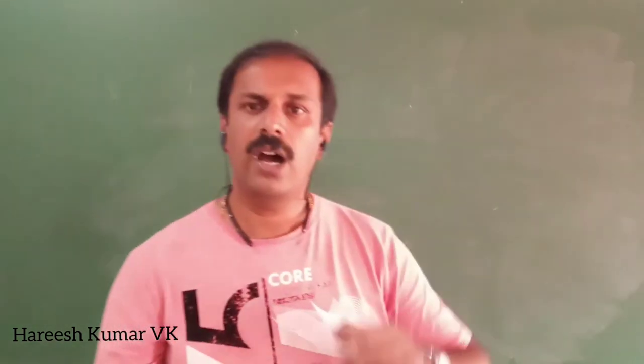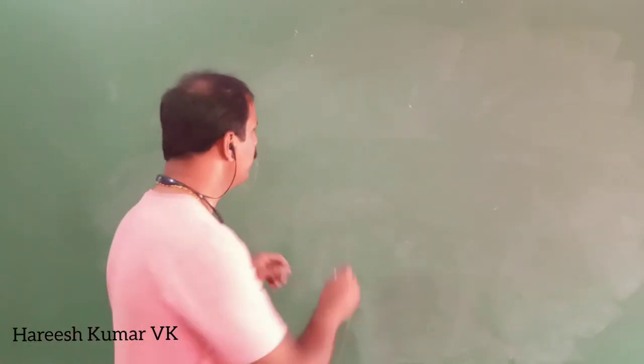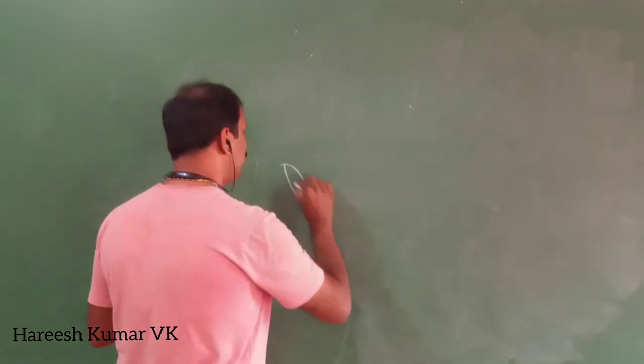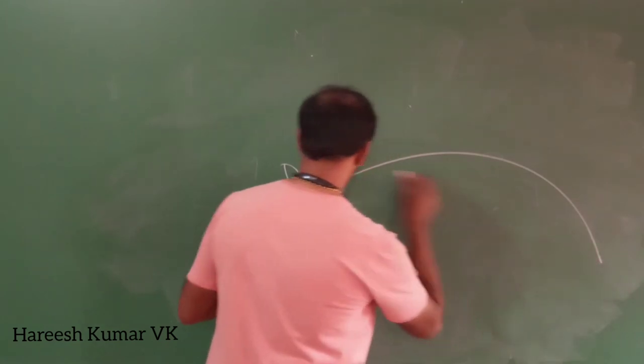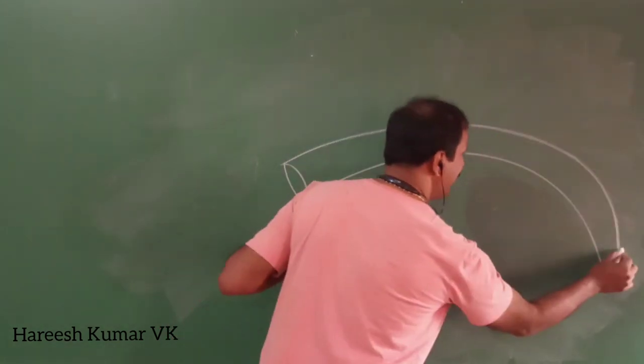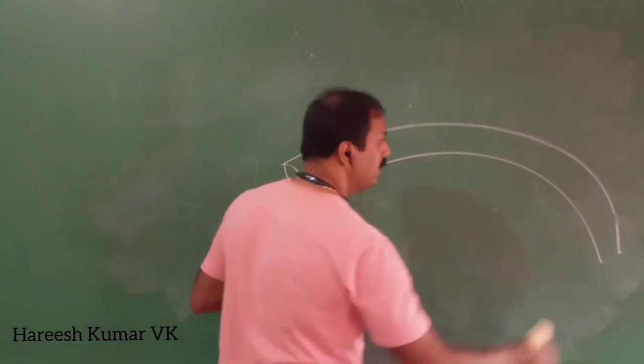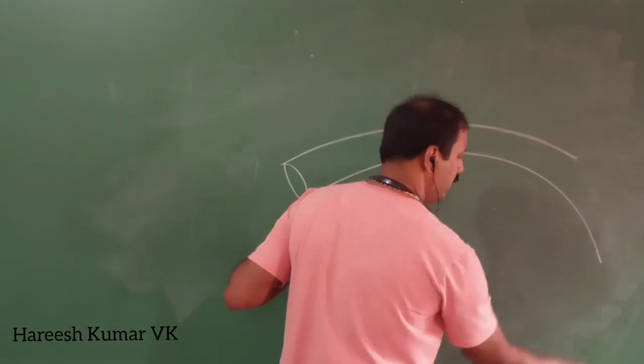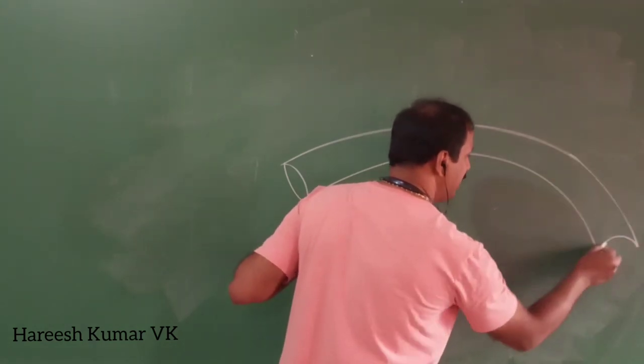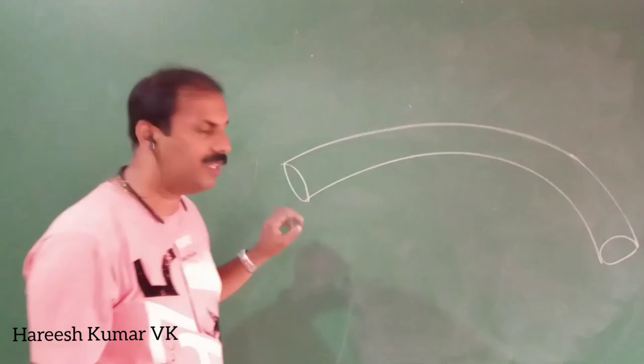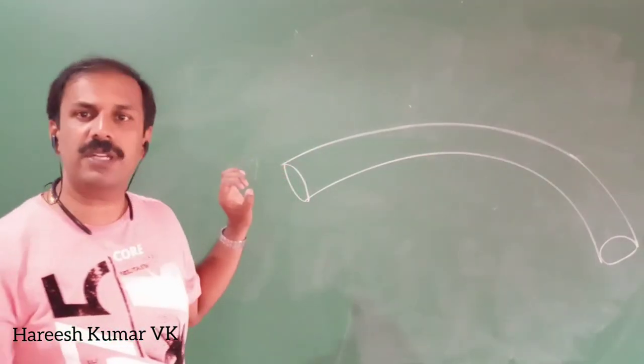Now you will think how the OFC works. So I am drawing a part of the optical fiber. It's a curved fiber. What I am drawing here, you should remember, has the size of a hair only. Just for you to understand the working, I am drawing it big. It is actually less than 1 millimeter in size.